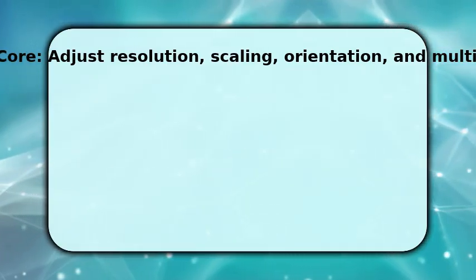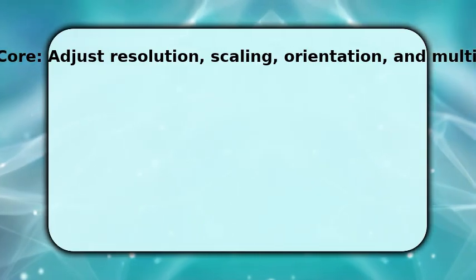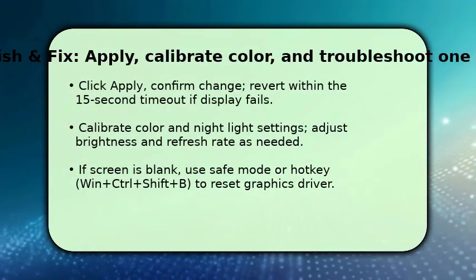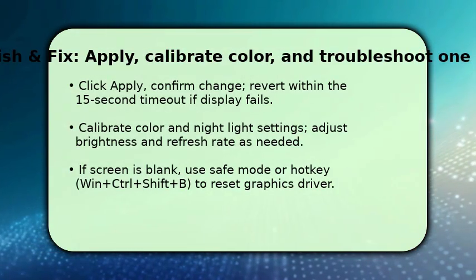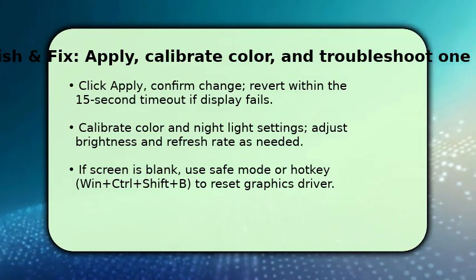Once done, drag monitors in the arrangement pane to match physical layout, set the primary display explicitly, and, if needed, switch orientation. You finish by clicking Apply and confirming the new settings. If the screen goes black or looks wrong, revert within the 15-second prompt.